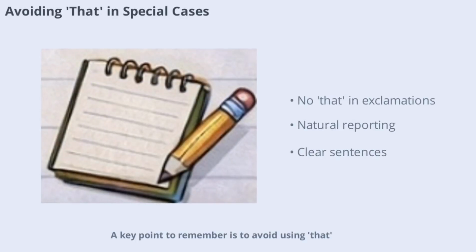Key point to remember is to avoid using that in exclamatory and imperative sentences when converting to indirect speech. This keeps the reported sentence natural and clear. For example, "Hurrah, we won the match," becomes they exclaimed with joy they had won the match without inserting that.